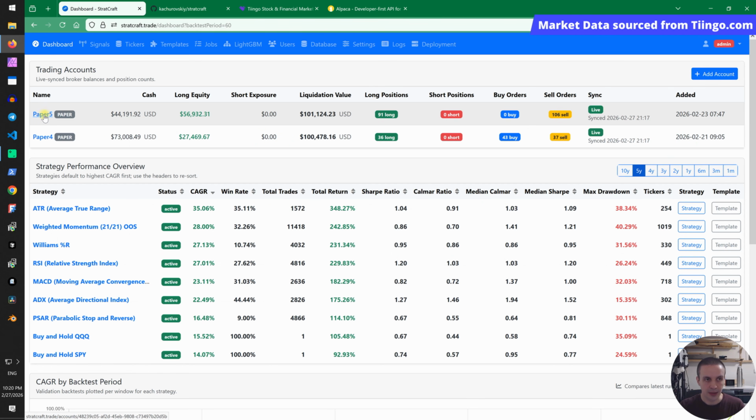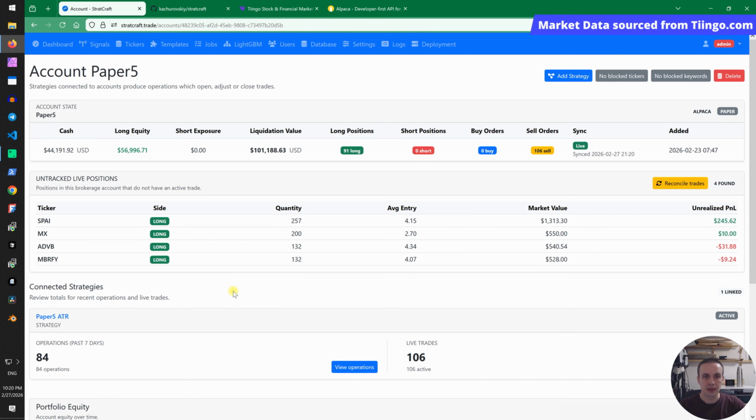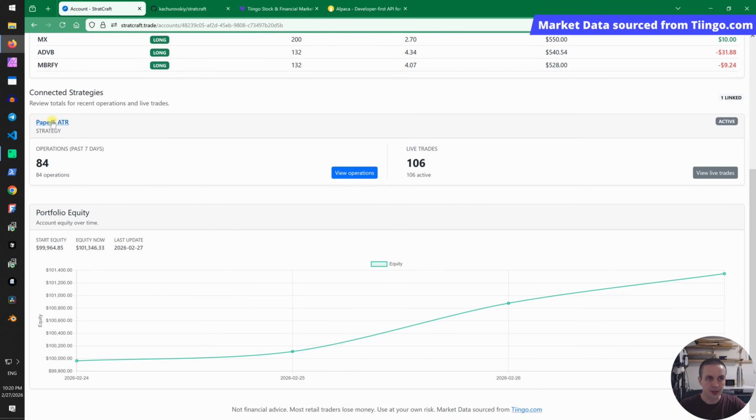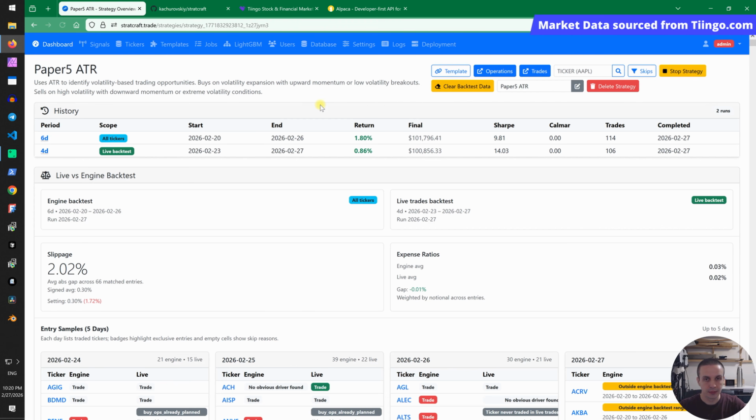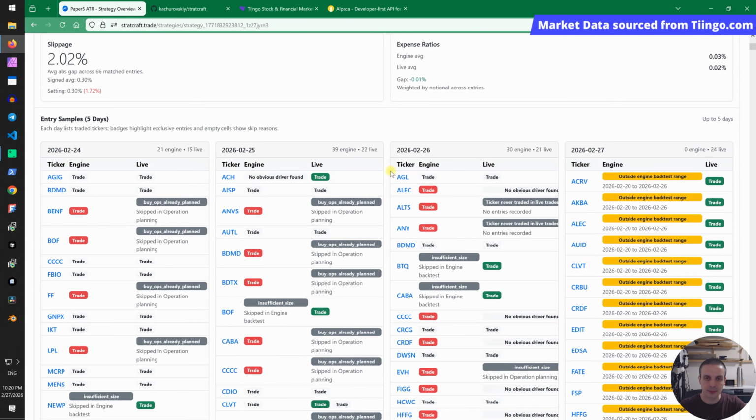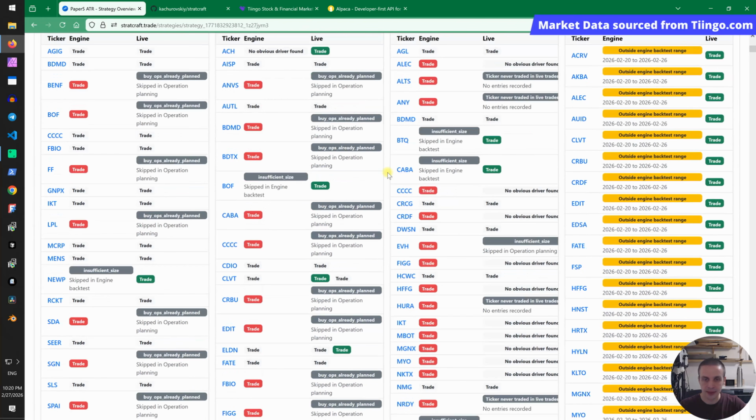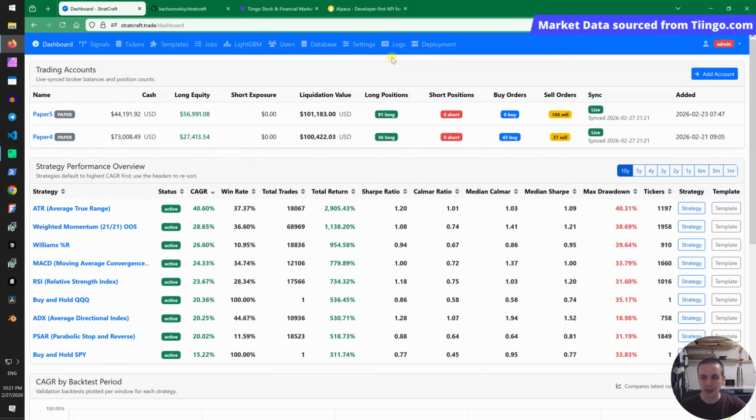Let's take a look at our paper trading accounts. This account is trading using ATR strategy. It has made a bit of money this week. I am still working on inconsistencies between live trading and backtests. So as you can see, we have entered fewer trades and the returns are different. I am still working on exact reasons why that happens. The project is far from being finished, definitely needs a lot more work.